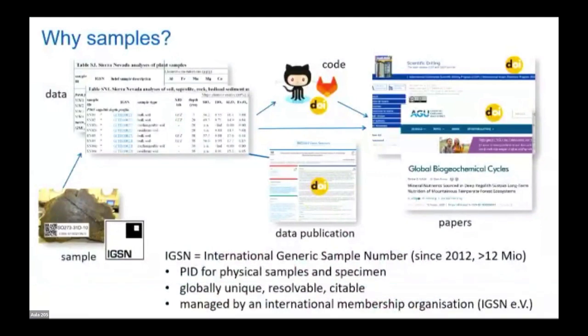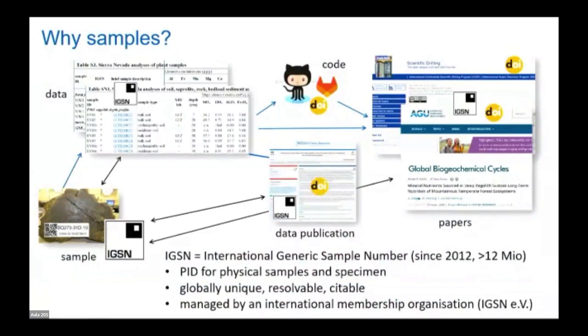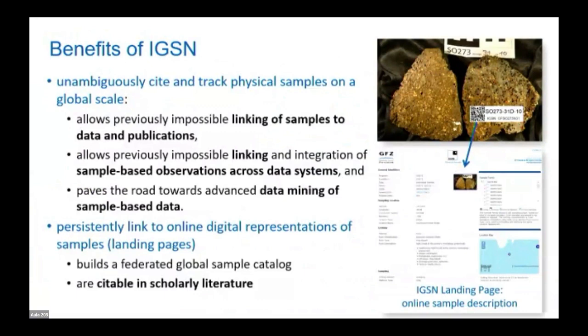You have this IGSN, which is usually represented as a QR code on the sample, and then you can make these connections. So you can include, of course, the IGSN number in the table to the upper left, the blue fonts, and you can cite it in a data publication and in the paper. And as such, you really bring the sample to the digital data curation world. Benefits are, of course, to unambiguously cite and track physical samples.